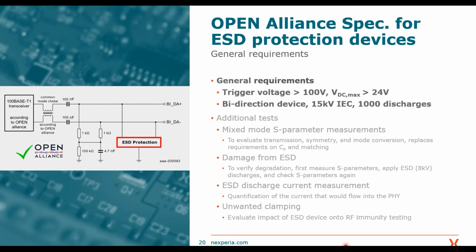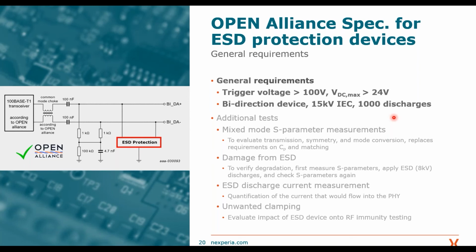Also the DC working voltage should be at least 24 volts, and this is basically due to the shorter battery requirement. The device should be a bidirectional device, and it should survive a 15 kV IEC pulse. So 15 kV, you might say, okay, this is not really hard, it's normal, but the tricky part is that the device should survive 1,000 discharges, and this is really hard even for a dedicated ESD protection device.